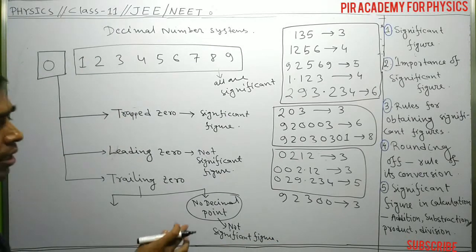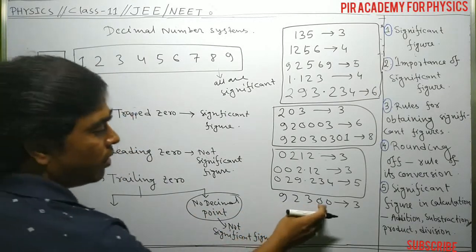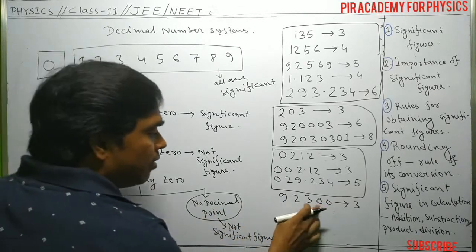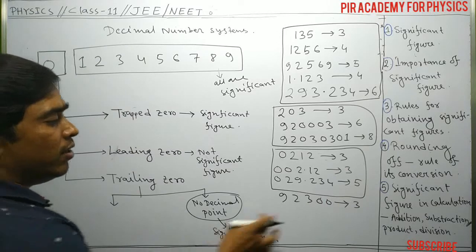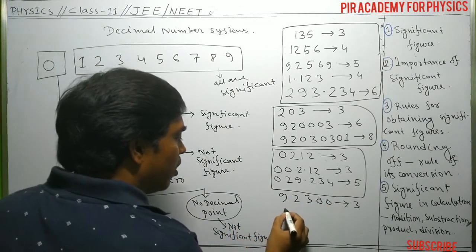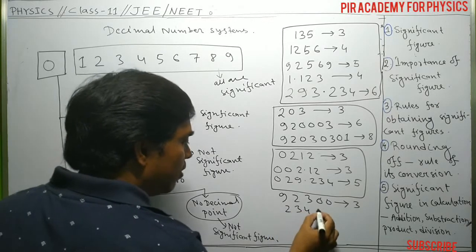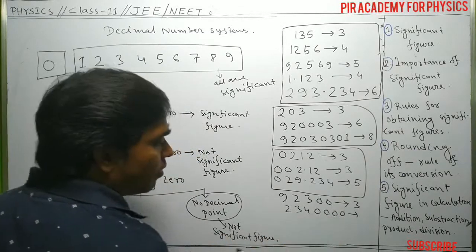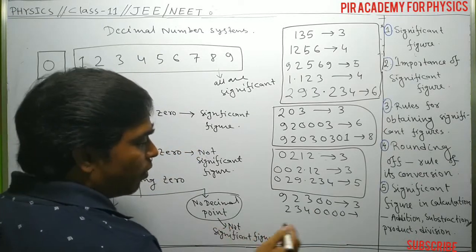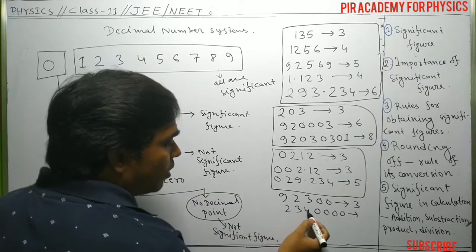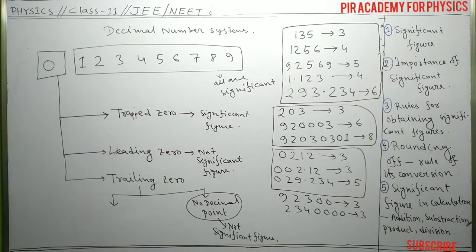If there is no decimal point after the digits, then these 0s are not significant. That means here 2340000. This 0 is not a significant figure because there is no decimal point. Then 1, 2, 3, 4, so the number of significant figures will be 4.